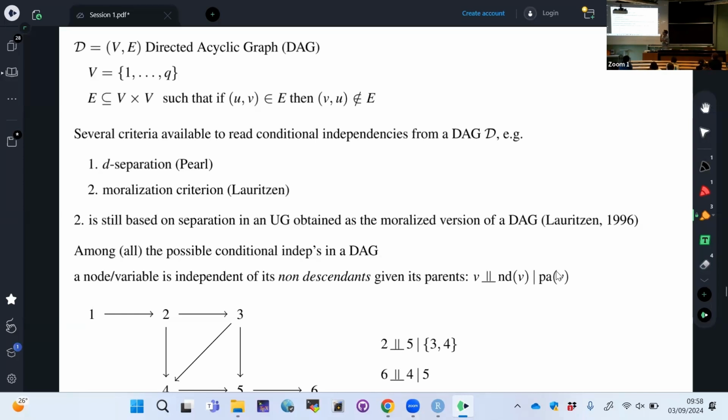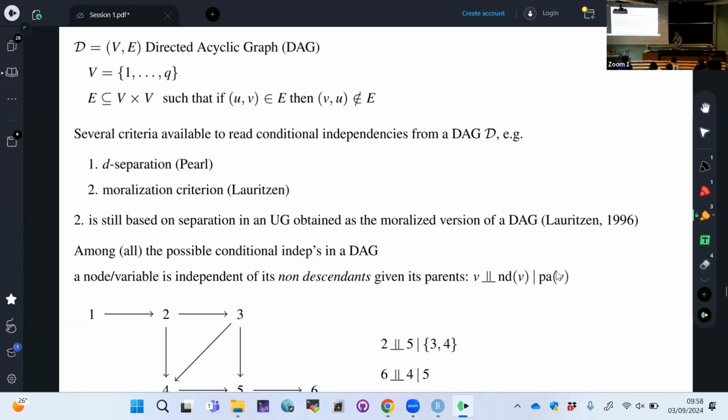For DAGs, as you probably mentioned yesterday, there are several criteria to read conditional independencies. One is d-separation, which was introduced by Pearl. The other one is instead based on the moralization criterion, which is still based on the notion of separation in an undirected graph, which is not the undirected graph that you obtain by disregarding the edge orientations, but what is called the moralized version of a DAG. If you want to know more, the book by Lauritzen is a good reference for this.